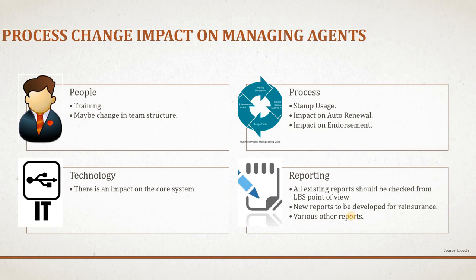From the process point of view, because now we are dealing with two different types of risk, EEA risk and non-EEA risk, the stamp used when binding the Brussels subsidiary will be different from the current stamp, as I showed you in the previous slide, and this will drive the process change. For example, the identification of the risk location is one of the critical areas. Lloyd's has developed a risk locator tool that can be used to identify whether a particular risk belongs to the EEA or non-EEA area.